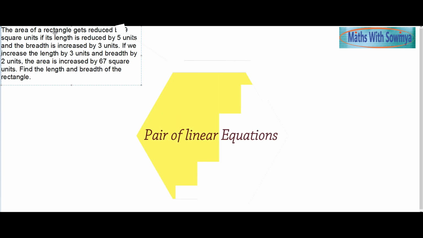The area of a rectangle gets reduced by 9 square units if its length is reduced by 5 units and the breadth is increased by 3 units. If we increase the length by 3 and breadth by 2, the area is increased by 67. This is from NCERT.